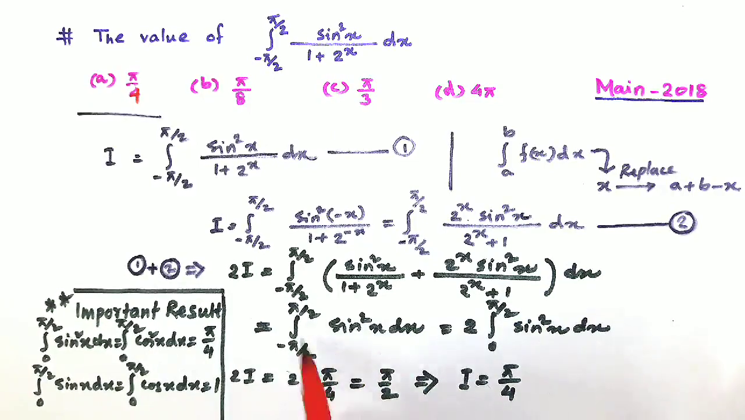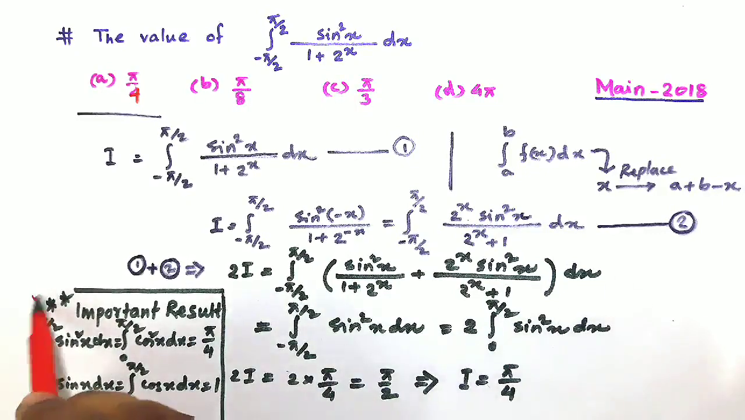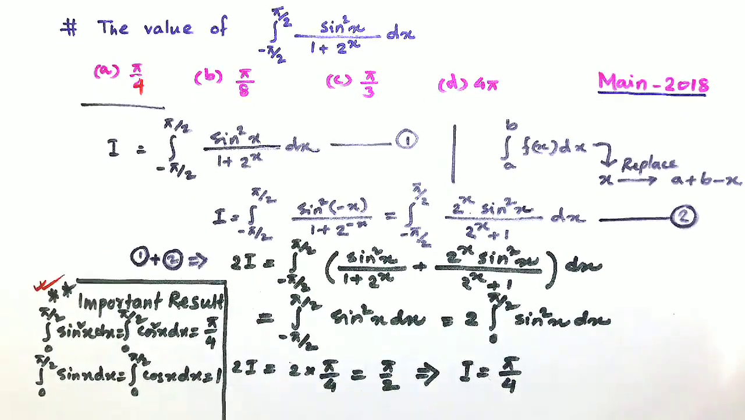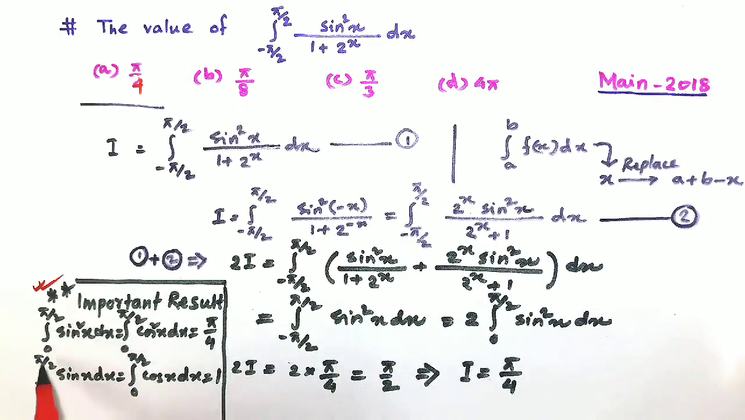So this is the integral from minus pi by 2 to pi by 2 of sine square x dx, and this can be written as twice the integration 0 to pi by 2 of sine square x dx. Now, two most important results you should know, since you are a student and you will face the joint entrance. Integration 0 to pi by 2 sine square x dx is equal to integration 0 to pi by 2 cos square x dx, and this is equal to pi by 4. This is one of the most important results.